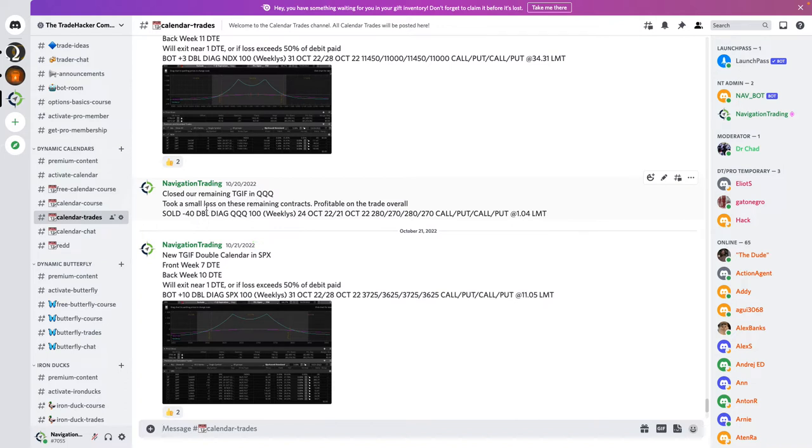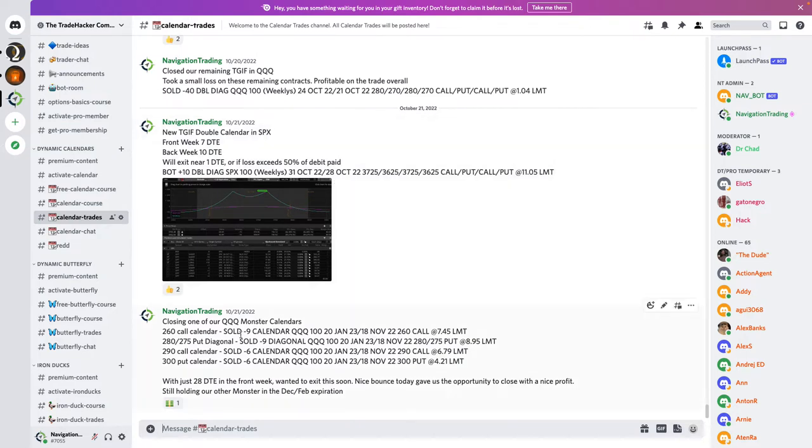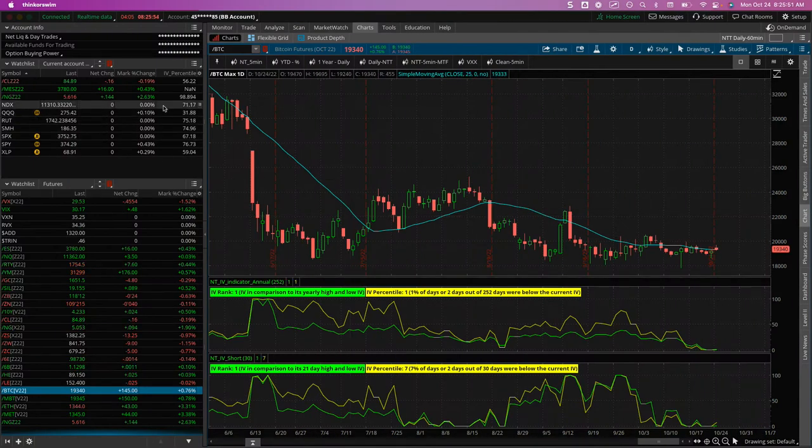That's when price just ripped on us. So we ended up taking a small loss on the remaining contracts, but we're profitable on the trade overall. Added a new TGIF in SPX that I'll show you, and also closed one of our monster calendars in QQQ. So let's go to the platform. I'll show you our calendar positions.